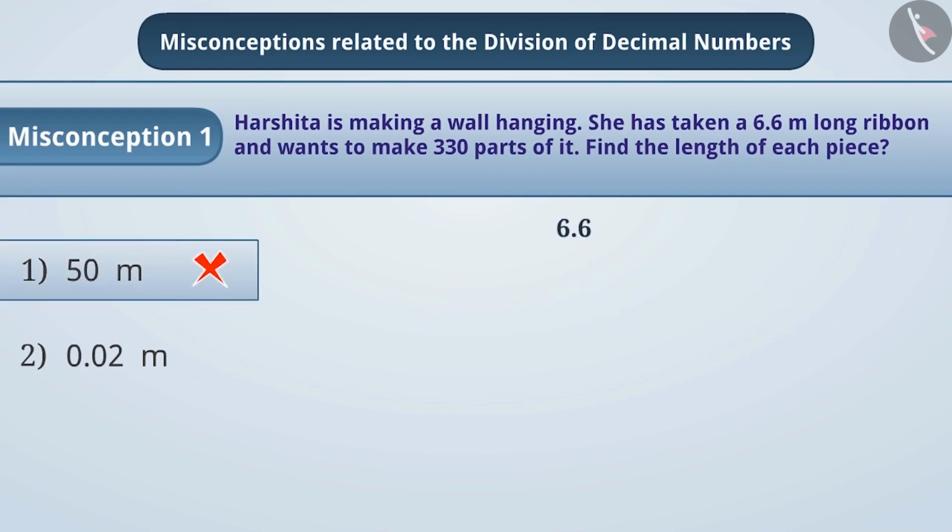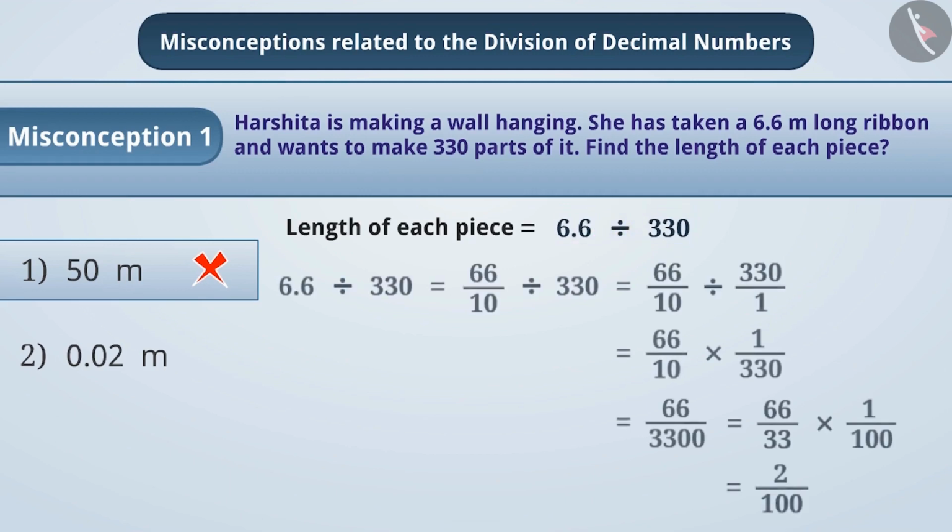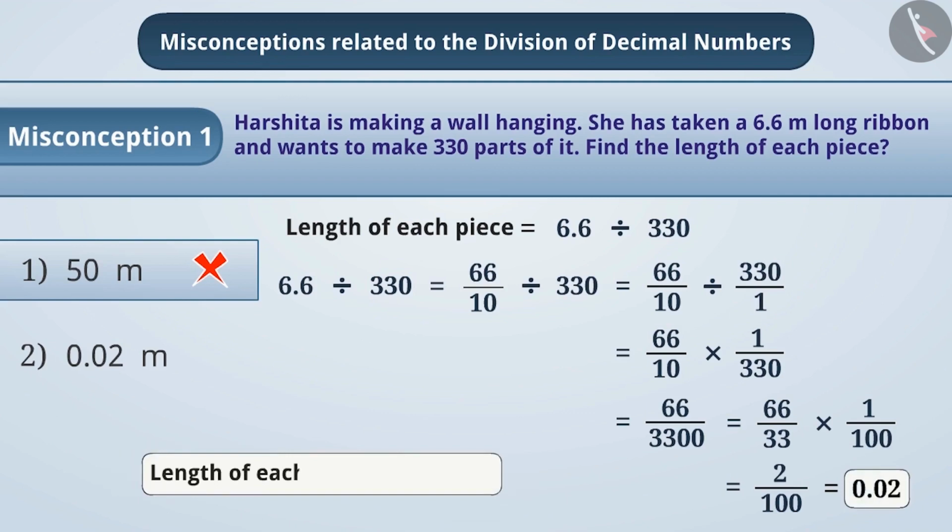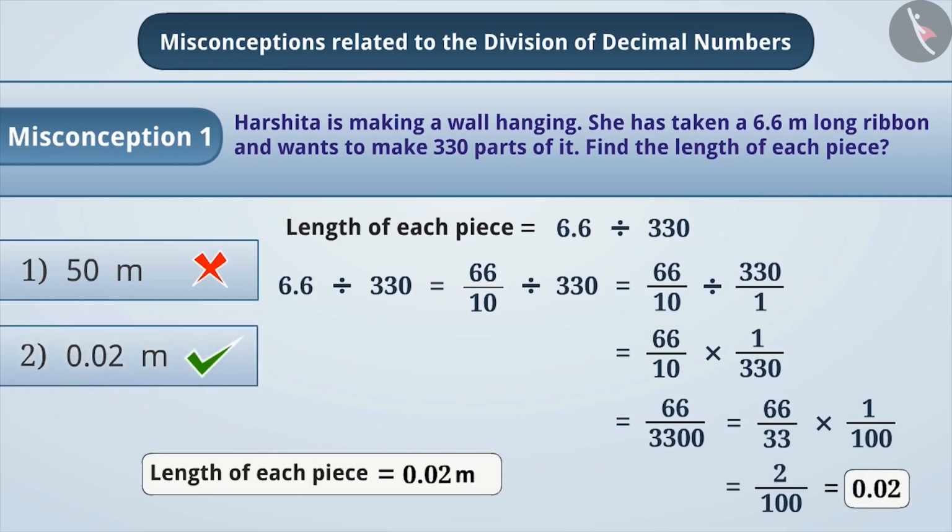Here, Harshita has divided 6.6 meters into 330 parts. So the length of each part will be obtained from 6.6 divided by 330. We can do this division as follows. Pause the video and try to understand. 6.6 divided by 330 will give you 0.02. Therefore, the length of each piece will be 0.02 meter.